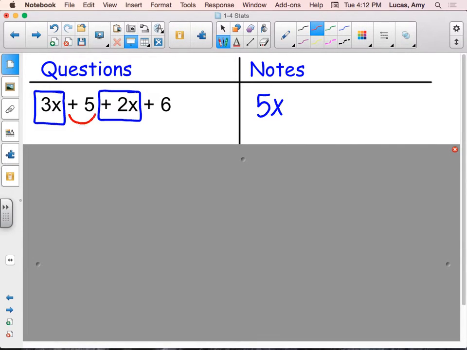Now I've got another set of like terms, this positive 5 and positive 6. If I combine those, I get positive 11. So my simplified answer is 5x plus 11.